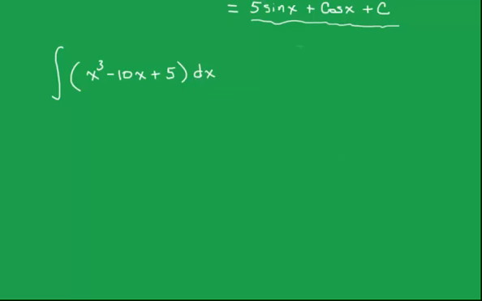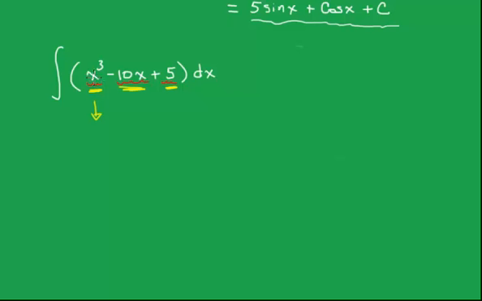How many functions are involved here? We have this function minus that one and plus this one. So we have 3 functions to work with. By now we already know the rules. If we have the minus or the plus sign, we're going to split it into 3 antiderivatives. So that means we're going to compute the antiderivative of x cubed, the antiderivative of 10x, and the antiderivative of 5.